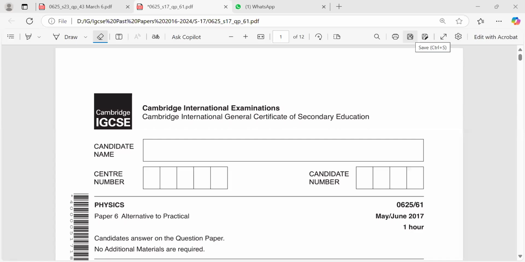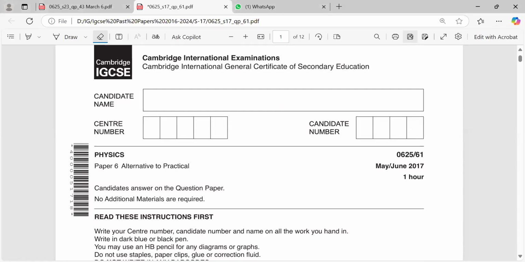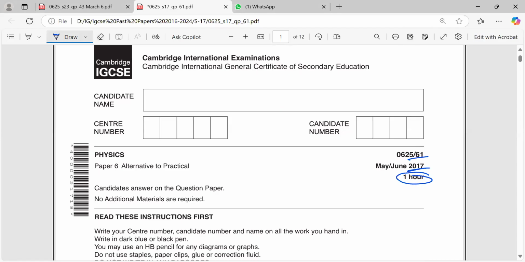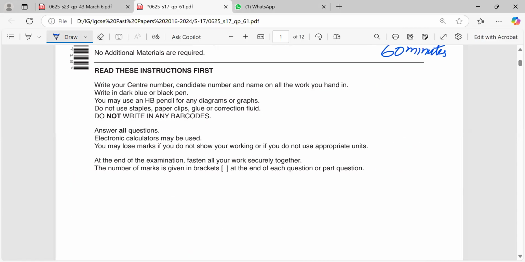Okay, dear friends, I'm sure all of you are there, and now we are solving paper six, variant one for IGCSE physics, May June 2017. Time allowed is 1 hour, in other words 60 minutes, and the marks for this paper as a whole are 40.